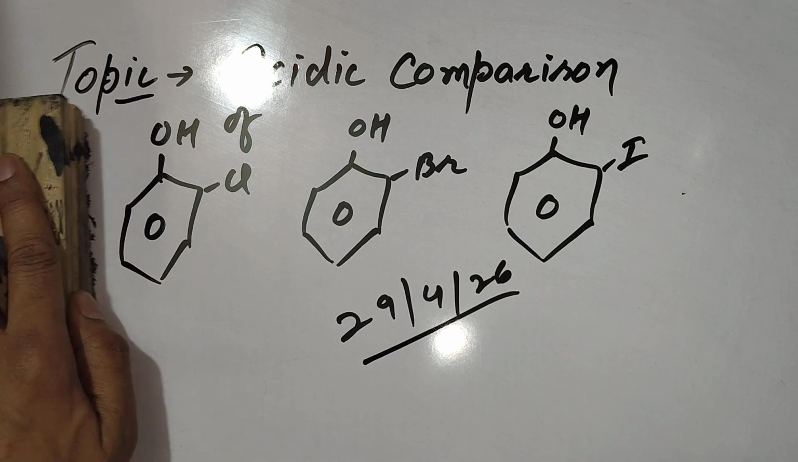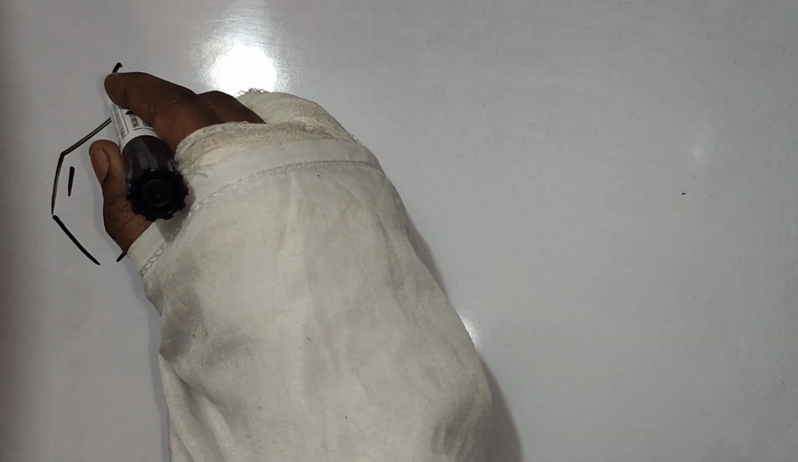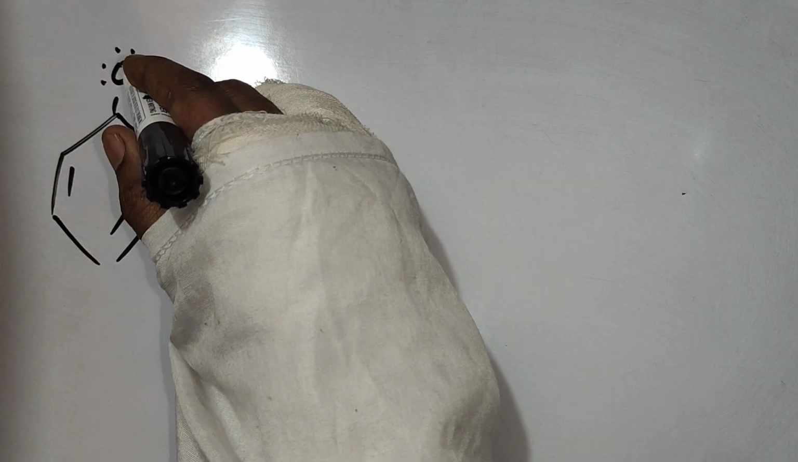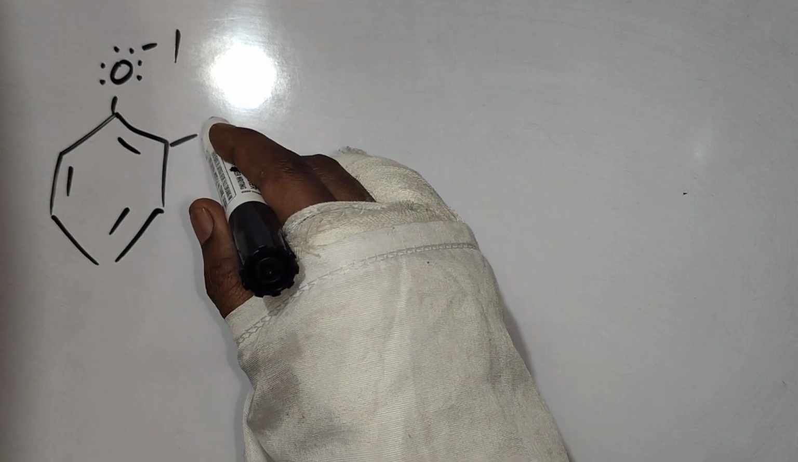The technique will be the same. Once again I am repeating, I am applying the second technique. The second technique means I am comparing the stability of anions which are developed after the loss of H positive ion. You can check it with the first method also, the strength of OH. The result will be the same. Directly I am going to make the anions.